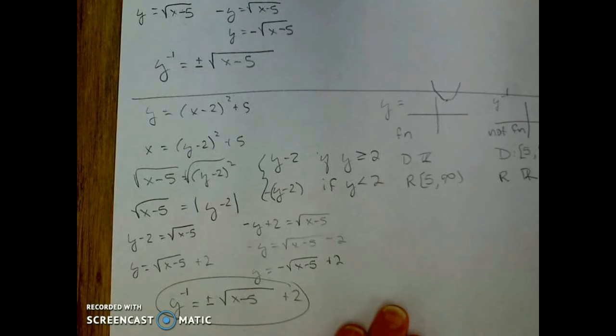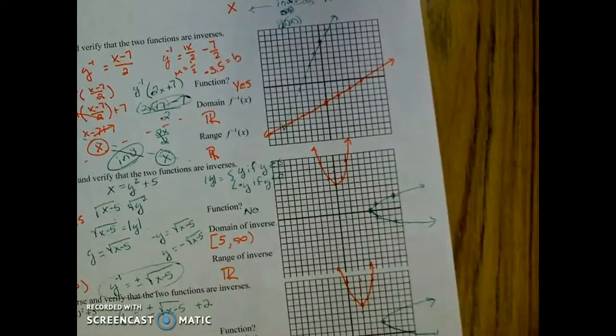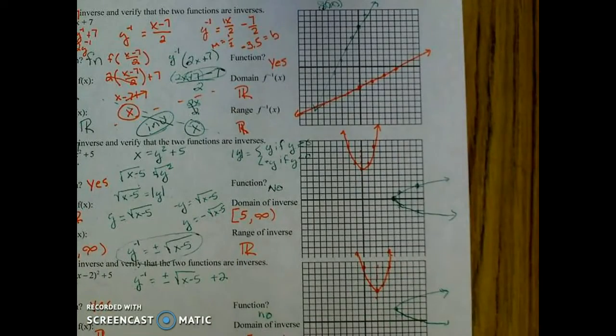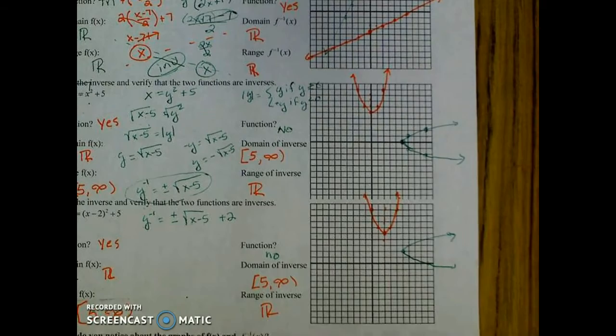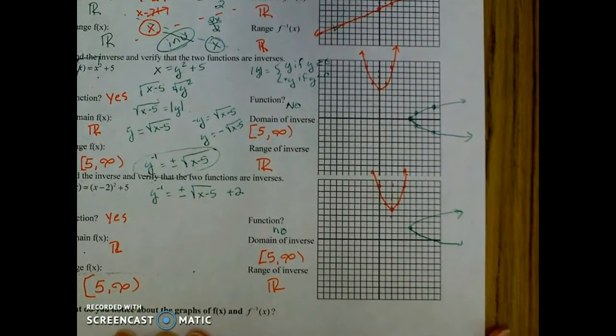Alright, so the graph looks like this. And the question is here on the bottom. Sorry. It is not a function. It would fail the vertical line test. The question at the bottom of the page asks, what do you notice about the graphs? Hopefully you're noticing that there's a reflection there. It's just not a reflection over the x or the y.